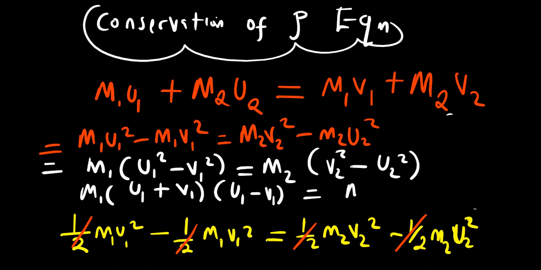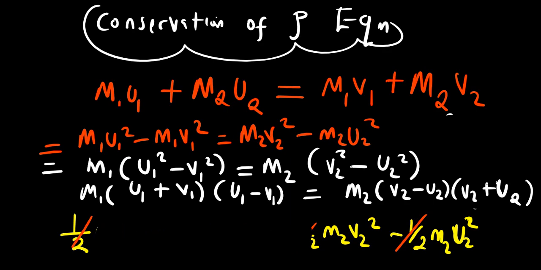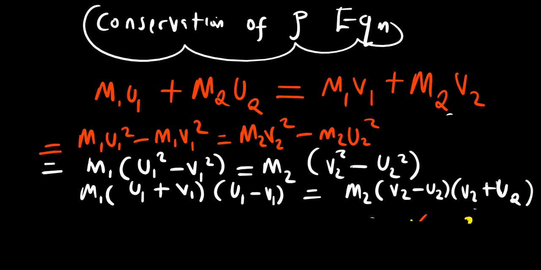We come to the right hand side. m2 will be equals to v2 minus u2 times v2 plus u2. Okay, so what we have, let me call it equation number 1. This is for the one that we're just from finding for kinetic energy.